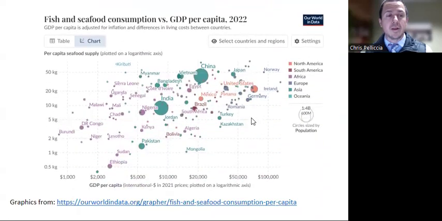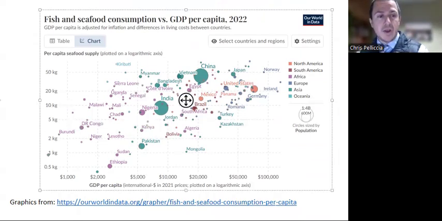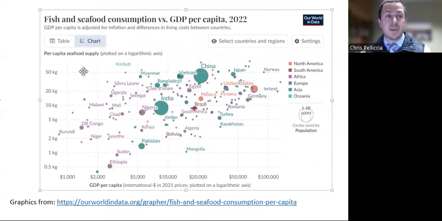One more graphic I'd like to look at, and this is from a website called Our World in Data, is the correlation between GDP per capita and fish consumption. Here we're graphing GDP per capita on the x-axis and fish consumption on the y-axis. And you can see, generally speaking, that there is a trend: as GDP increases, the per capita fish consumption generally increases as well. You could draw a nice trend line right through the data there.